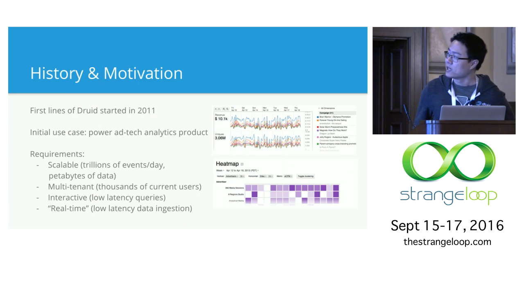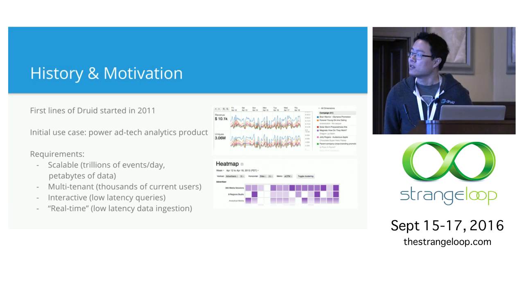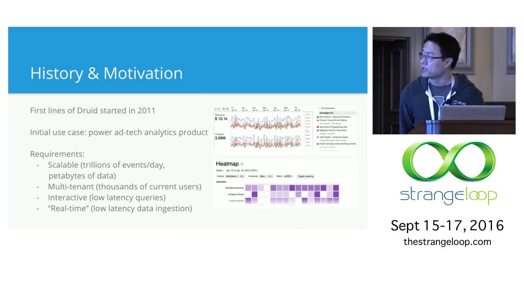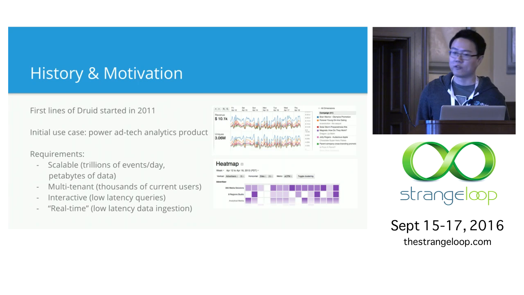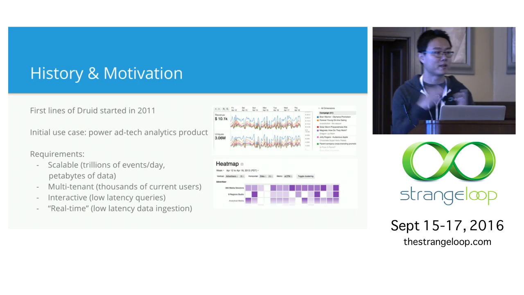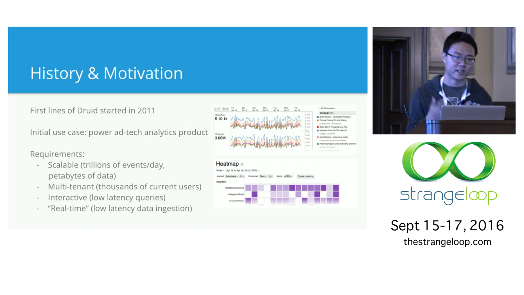So the first lines of Druid were actually started in 2011. And the project was started initially for use cases in online advertising. Specifically, what we were trying to do when we first started the project was to power an interactive analytics product for the advertising space. And the purpose of this product was to be able to look at impressions data and ads bids data and be able to slice and dice and drill into the various events that were occurring.